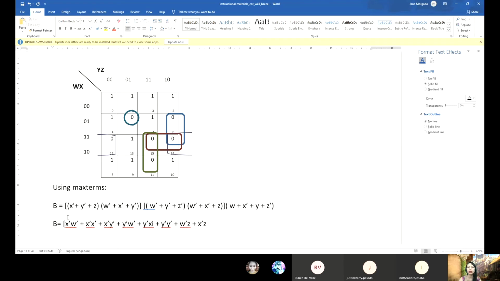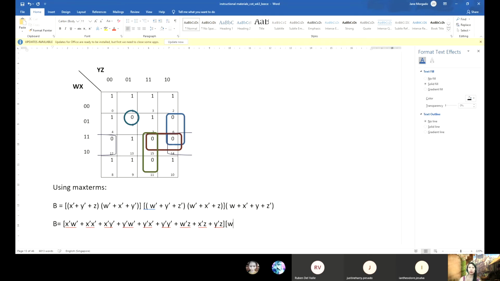Where am I? Z x prime plus y prime z plus y prime z. Am I right? X prime w prime, x prime, x prime y prime, w prime y prime, w prime y prime x prime, x prime y prime, y prime z, w prime z, x prime, and y prime z prime. Okay. How about the third and fourth term?